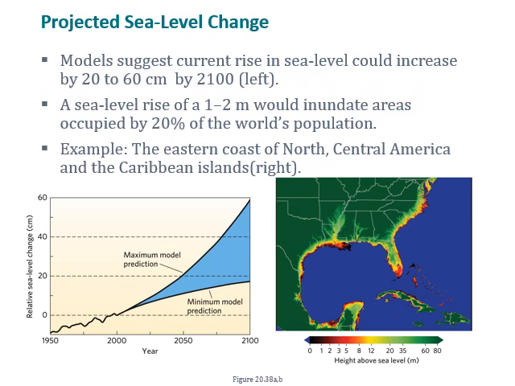Models suggest current rises in sea level could increase by 20 to 60 centimeters by 2100. A sea level rise of 1 to 2 meters, more than this model suggests, would inundate areas occupied by 20% of the world's population. So an example would be the eastern coast of North and Central America and the Caribbean on the right, were sea level to rise by the heights shown above sea level.